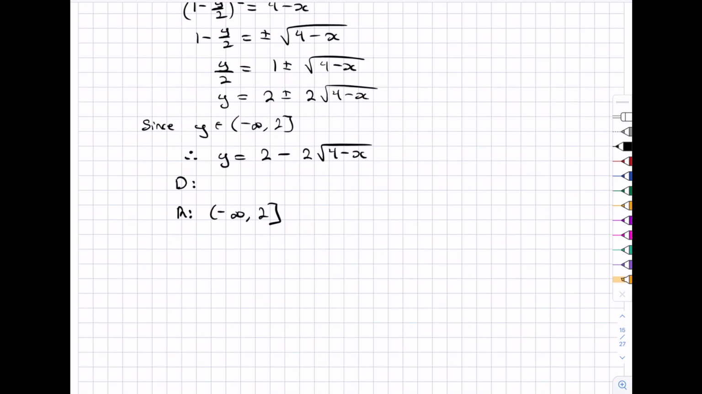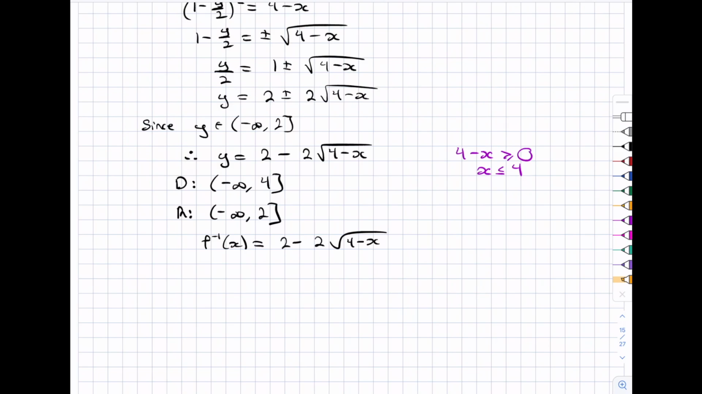So similarly, here our domain is going to be x basically less than or equal to 4. And you could also get that by just checking that whatever's underneath your square root has to be greater than or equal to 0. And so that means x would be less than or equal to 4. Okay, so there's two ways of doing that. Great, so we've got our inverse function. I probably would also write it using the inverse function notation instead of just leaving it as y equals. But that's that part. Now we just have to sketch.